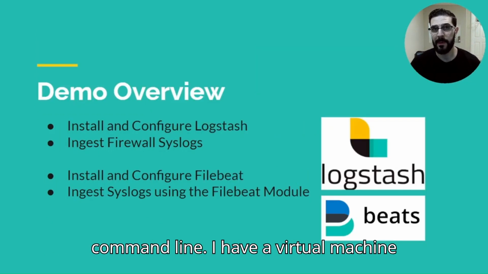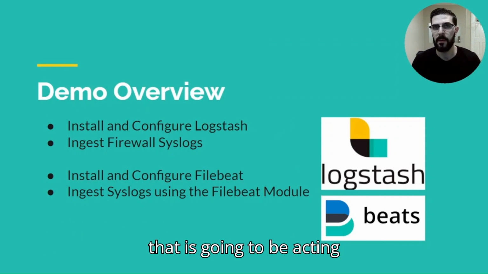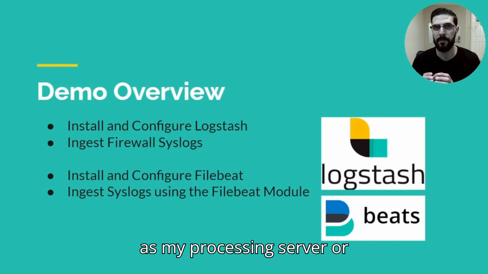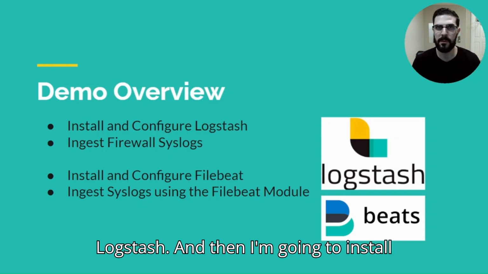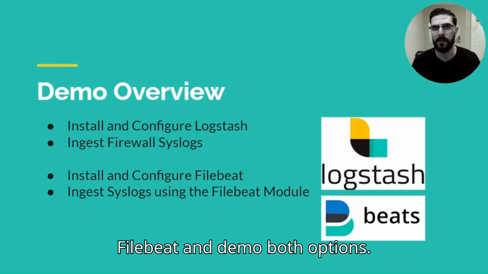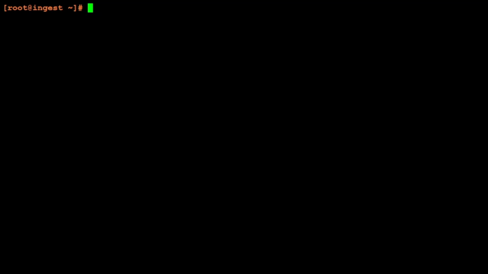Now we'll jump to the command line. I have a virtual machine that is going to be acting as my processing server or ingestion server. I'm going to install Logstash, and then I'm going to install Filebeat and demo both options. Now in this section of the demo we're going to be installing and configuring Logstash to ingest the syslogs of a firewall and then send them to Elasticsearch.